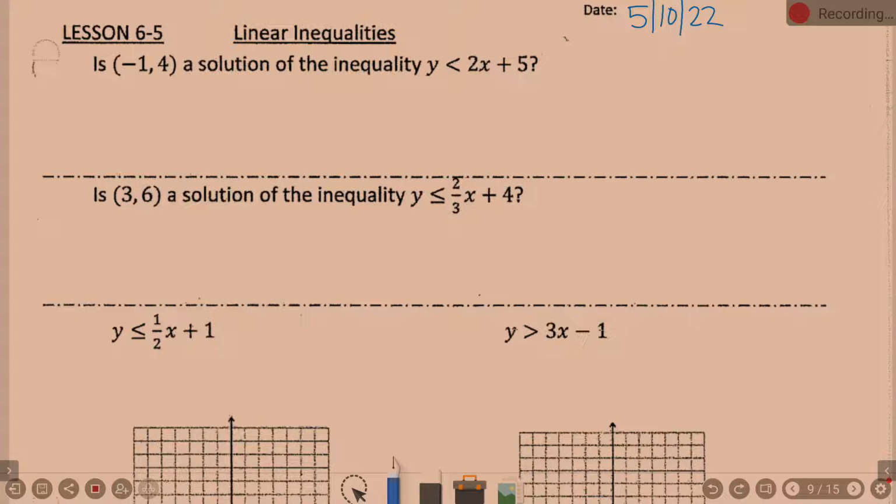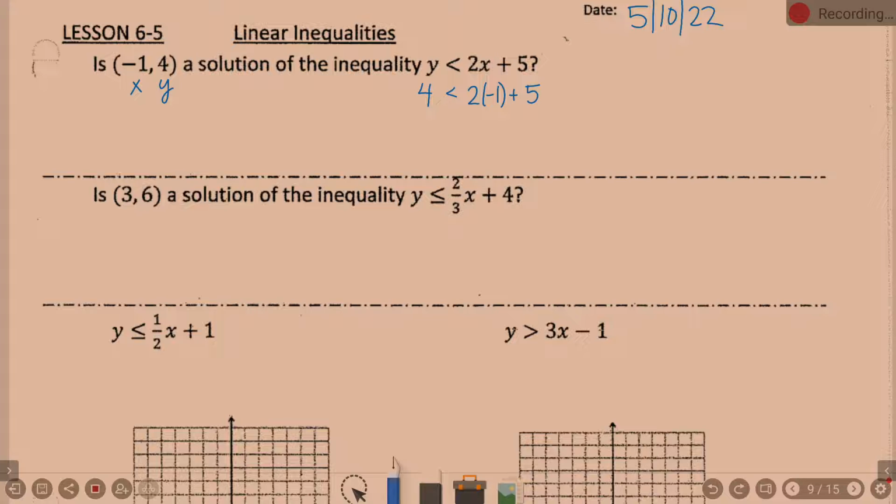Okay. So in an ordered pair, we know this ordered pair is x, y, right? Alphabetical order. We've done this a lot lately. So when I see an x, I'm going to put in -1. When I see a y, I'm going to put in 4. We're going to work that and decide, is it true or not? If it's true, it's a solution. If it's not true, it's not a solution.